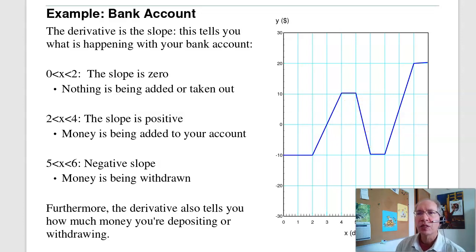So if I look at this, I can calculate the slope, or the derivative. Initially, the slope is 0. The slope is change in y over change in x. So right here, the slope is 0, meaning I'm not adding money, I'm not taking any money out. The slope is 0.